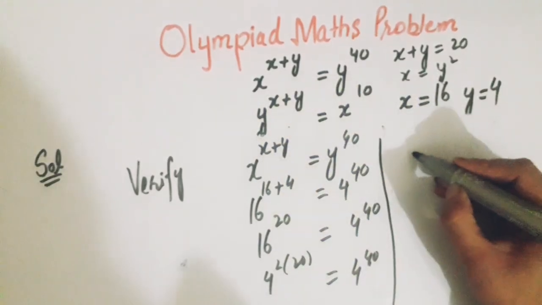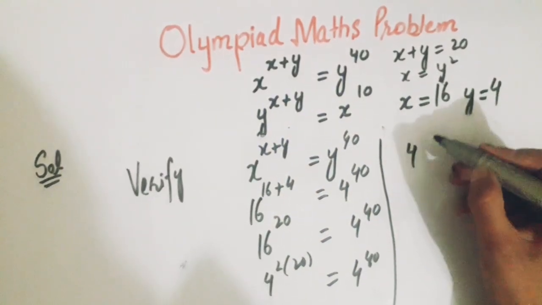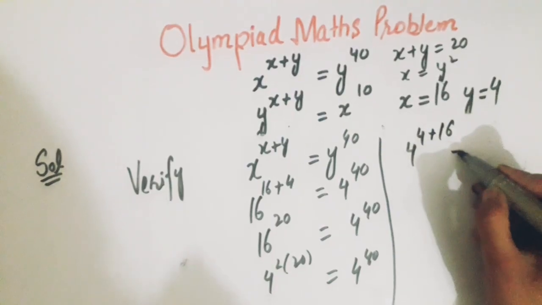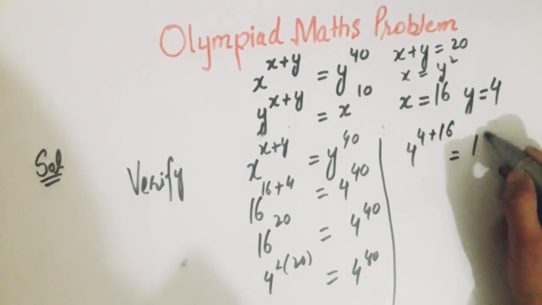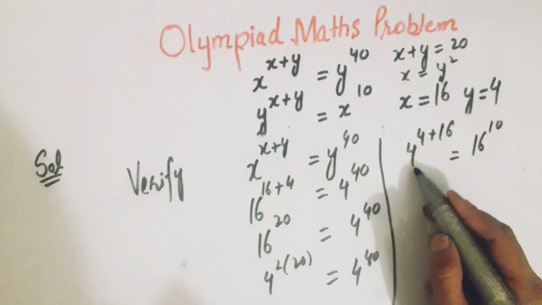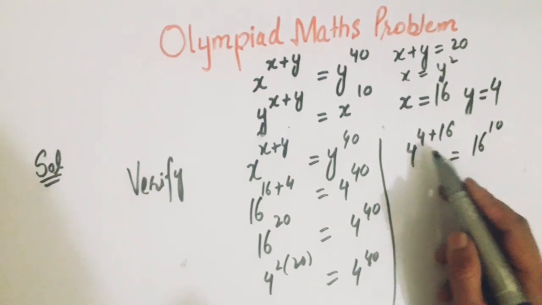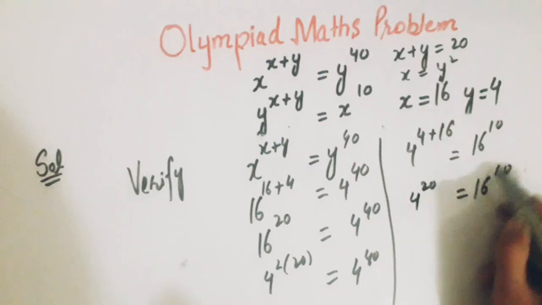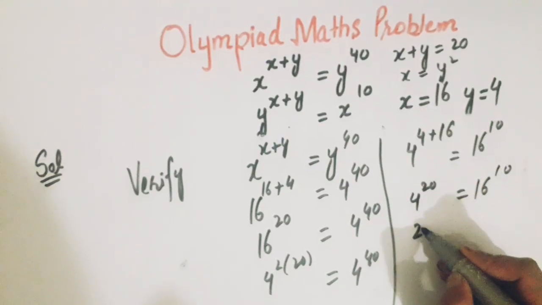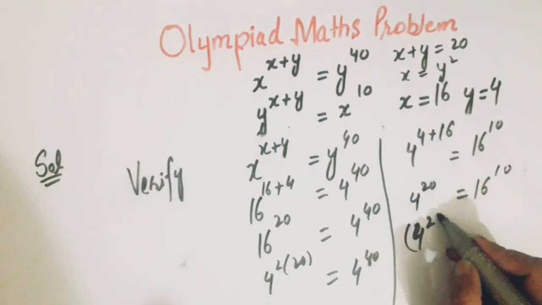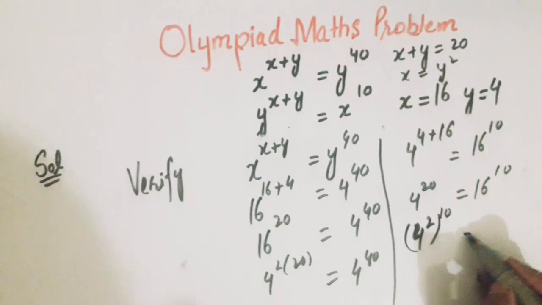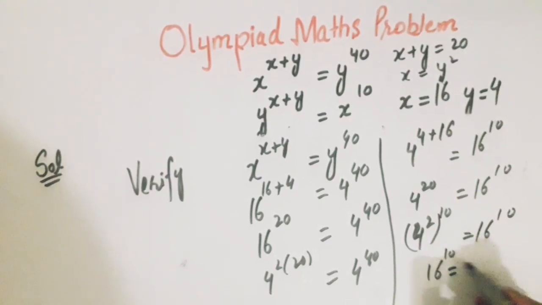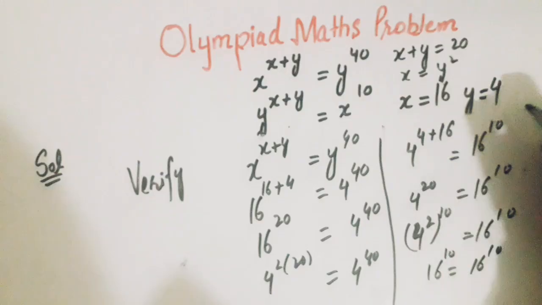Similarly, when we substitute in the other equation, 4 power 4 plus 16 equals x is 16 power 10. So we can write this as 4 power 20 equals 16 power 10. 4 can be written as 4 square into 10, that is 16 power 10. It means our solution is correct.